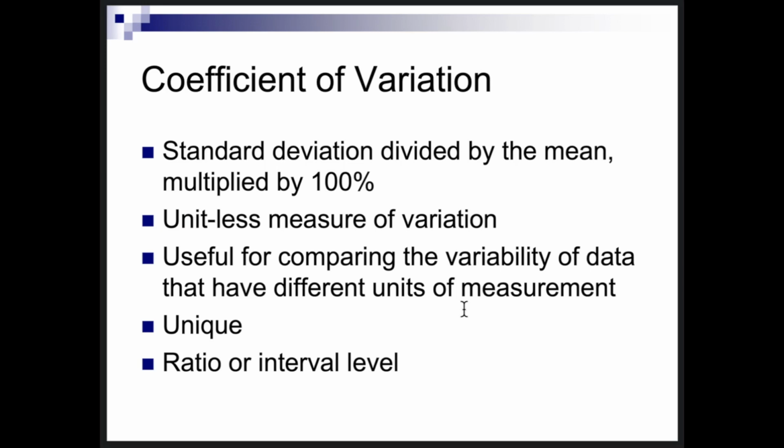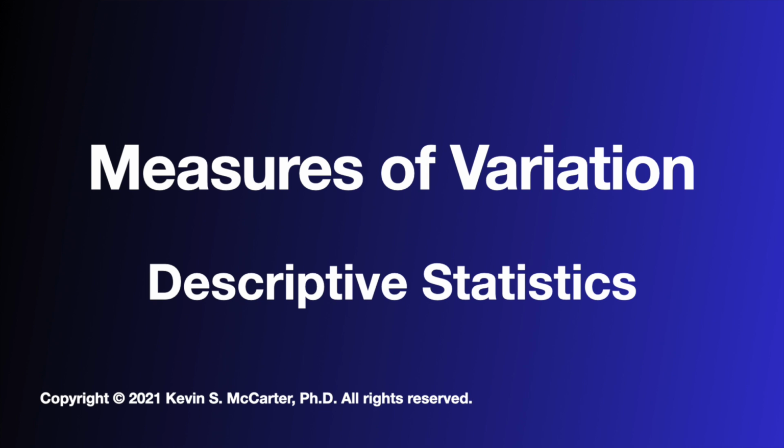Now, because both the mean and the standard deviation are unique for a given data set, the coefficient of variation, or the CV, is unique as well. And because both the mean and the standard deviation require data at least at the interval level, then for the coefficient of variation to be meaningful, the data have to be at the interval level or higher as well. So those are the measures of variation that we'll look at.